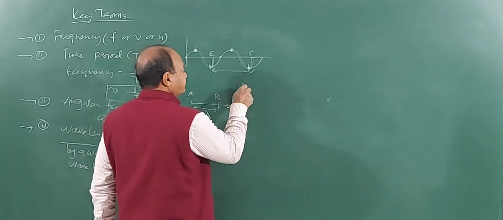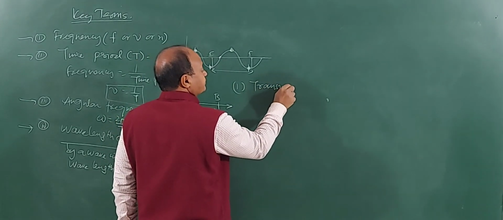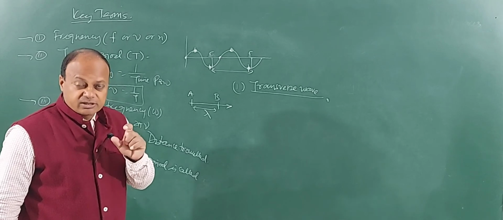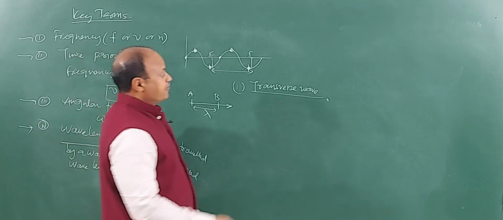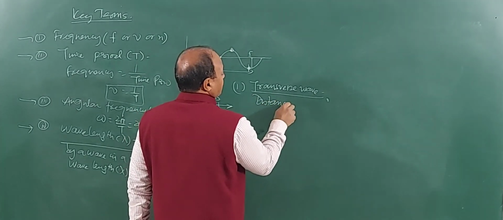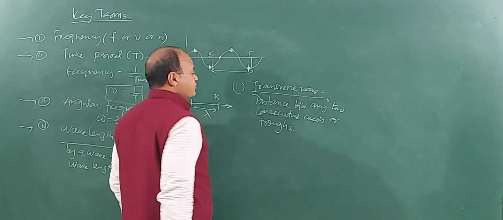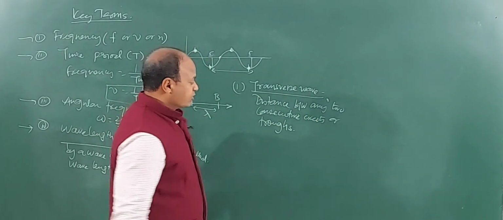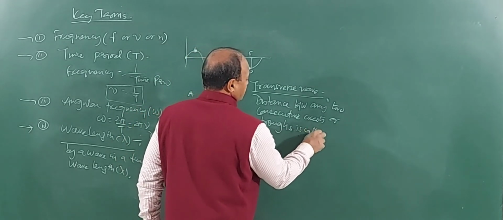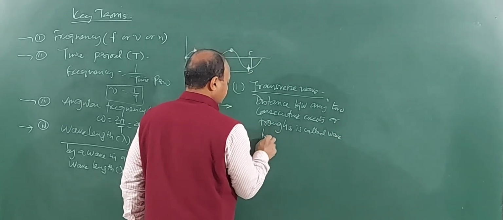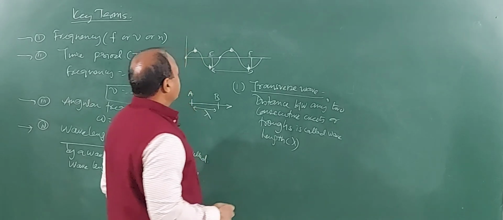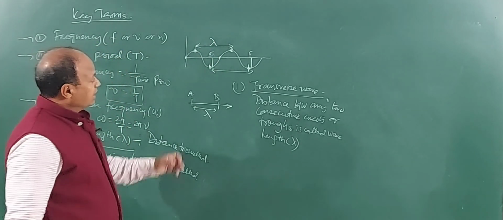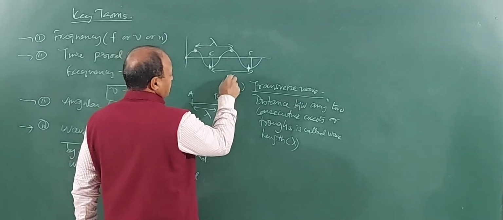Remember this trick number 1. For transverse waves, wavelength is the distance between any two consecutive troughs or any two consecutive crests. So for a transverse wave, the distance between any two consecutive crests or troughs is called wavelength. So if we consider these two crests, then the distance is the wavelength. And if we consider these two troughs, then also the distance is the wavelength.